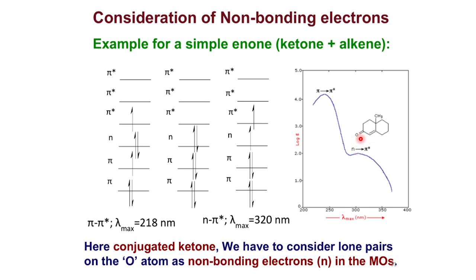That is coming from the oxygen and carbon. So from C double bond O, you are getting n to pi star, and from C double bond C, you are getting pi to pi star. Now you may ask why I am not getting pi to pi star of C double bond O.